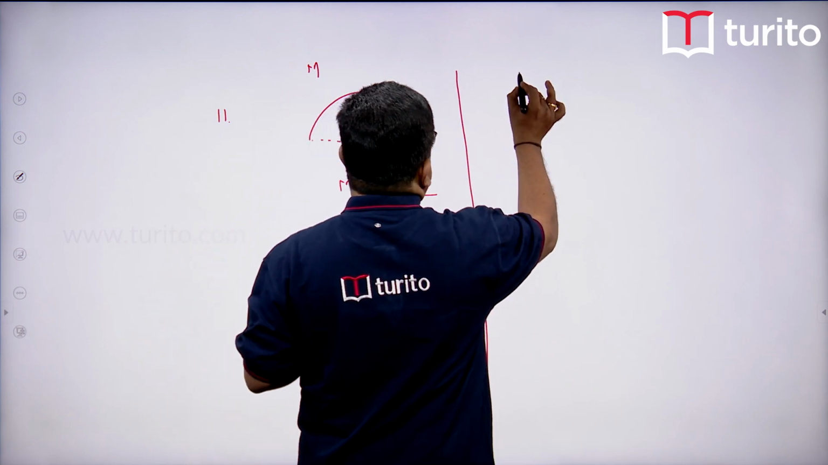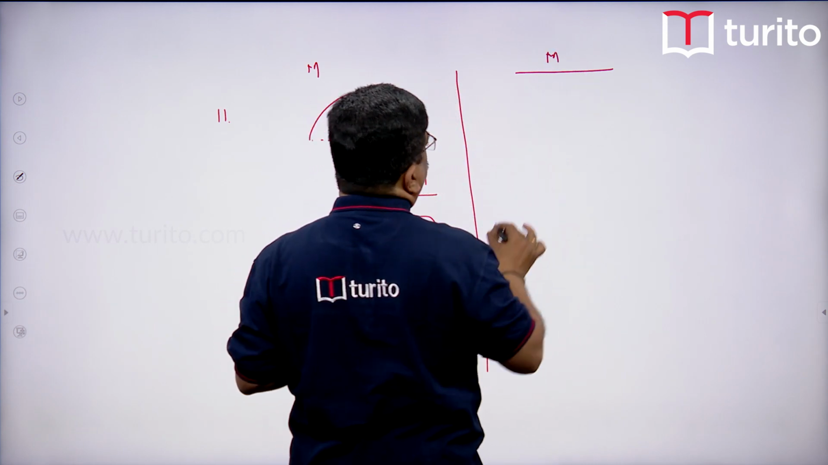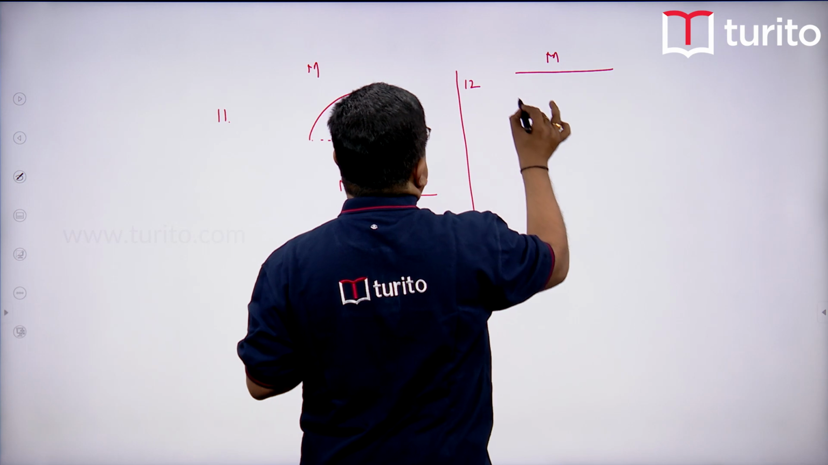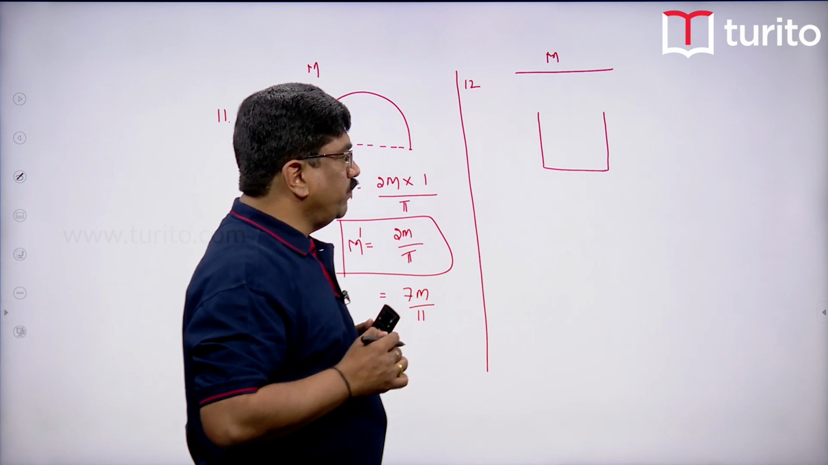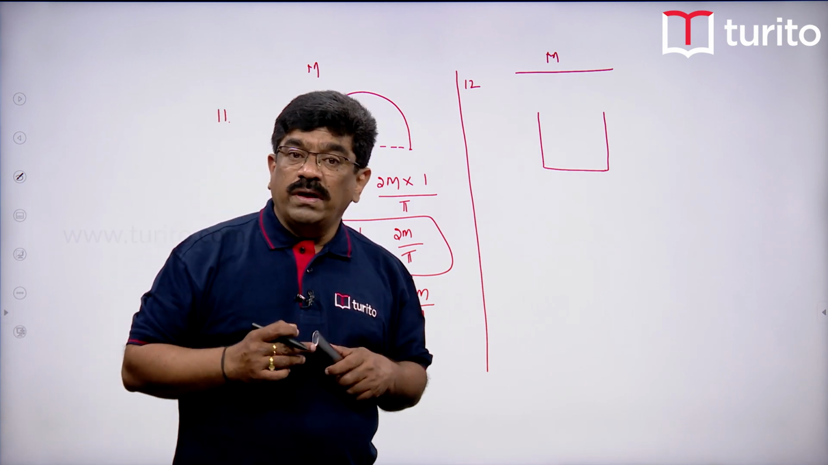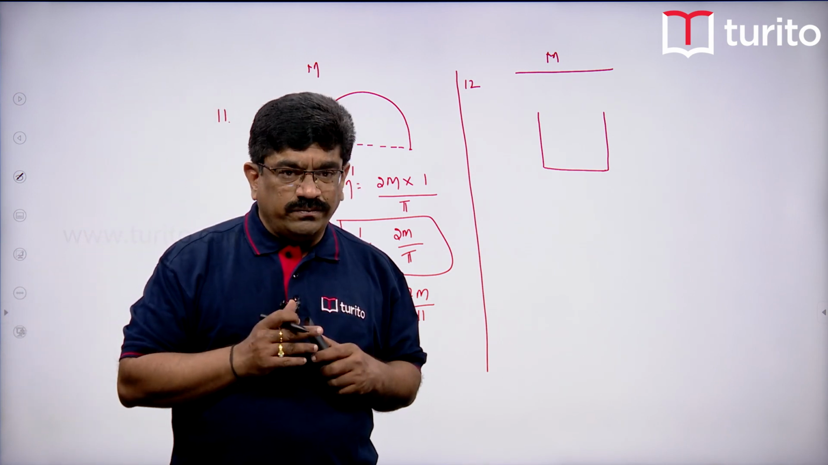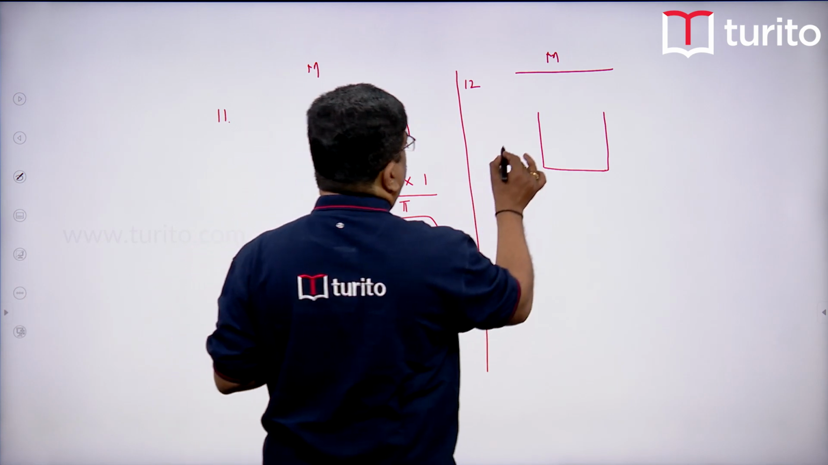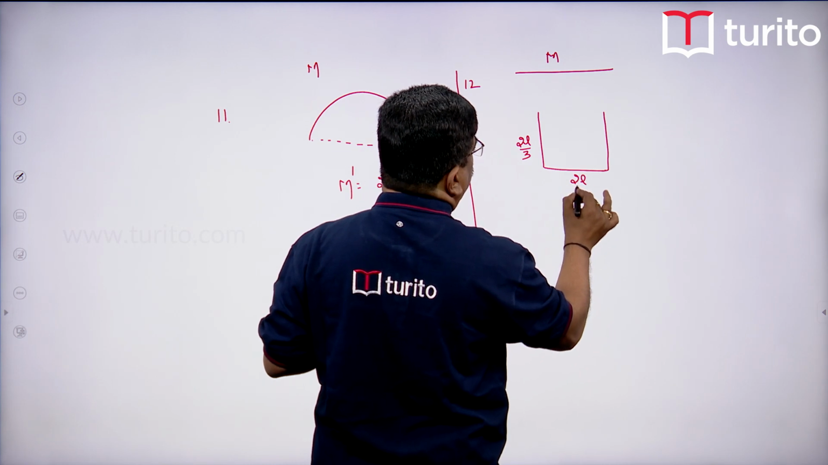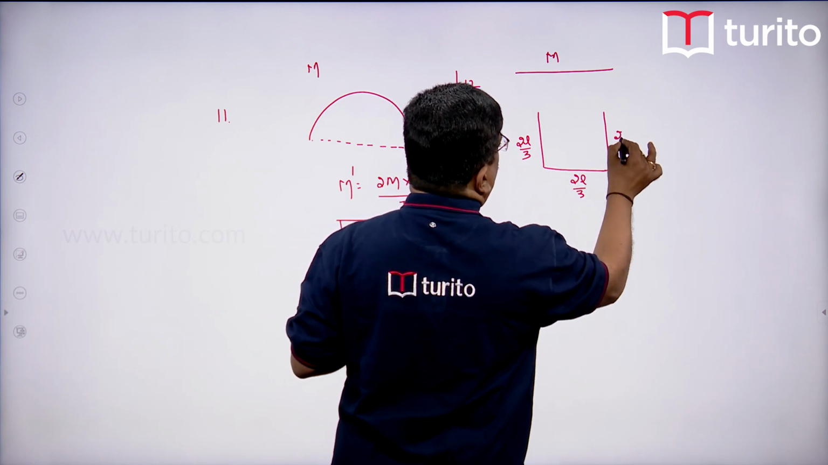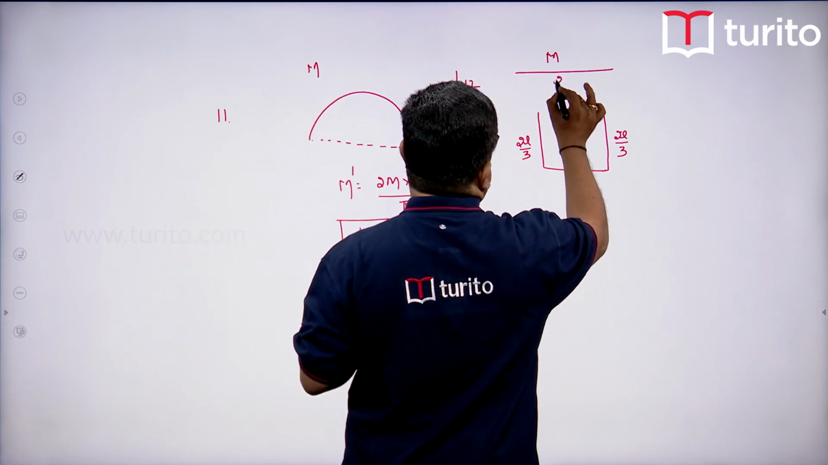Tomorrow in the problem, it may be mentioned: this is one bar magnet, its magnetic moment is capital M. Now, the bar magnet is bent in the form of a regular U shape. Regular U shape means all the arms are of the same length. All the arms being the same length means each becomes 1/3 of the initial length. Initial length is equal to 2L, say.